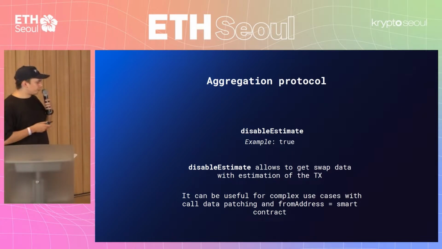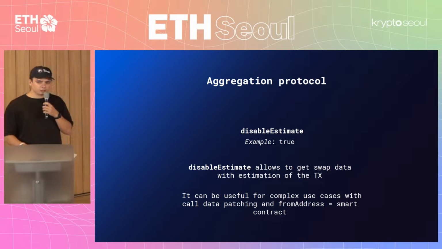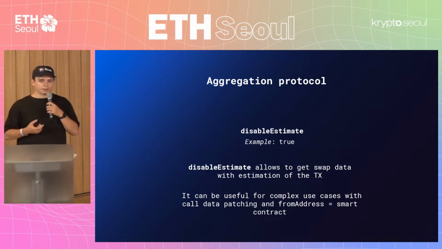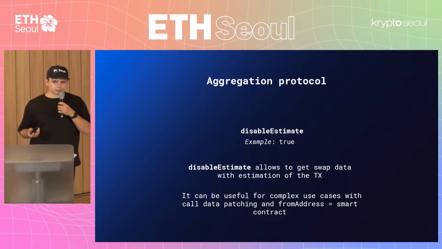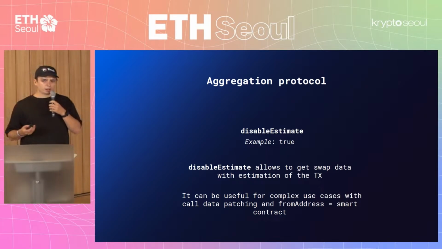There is also a very important parameter called disable estimate. It allows you to specify that sometimes you need to estimate a transaction on the wallet, and sometimes it's impossible to do this because the wallet is not ready for that. For example, you need to build call data for the swap, but this wallet doesn't have allowance for this token. In this case, you need to use the disable estimate flag. So we will not estimate the transaction execution from this wallet, and you can just use this call data later for the swap. It's also important for smart contracts. You can always use another smart contract as the from address for the swap.